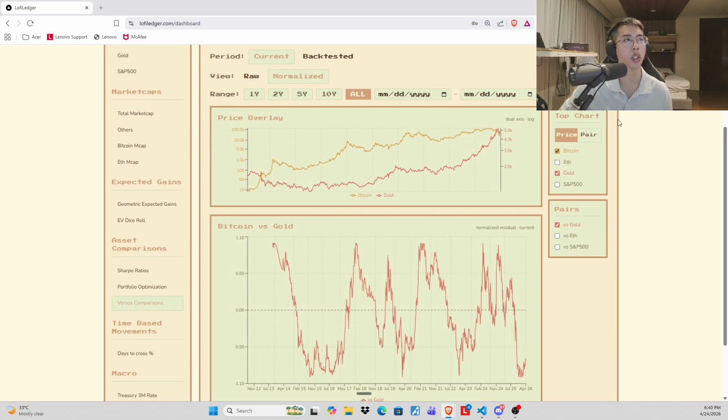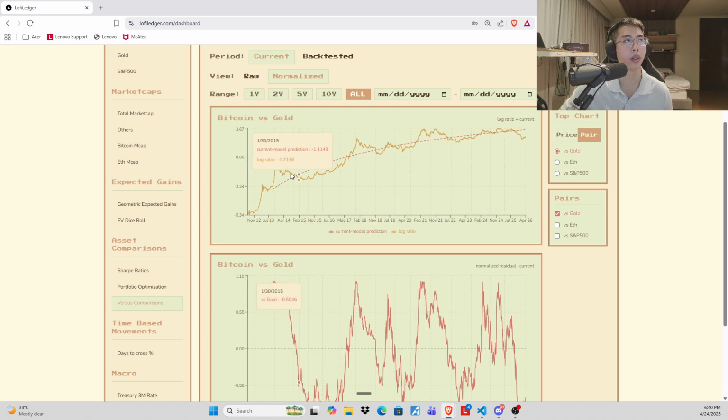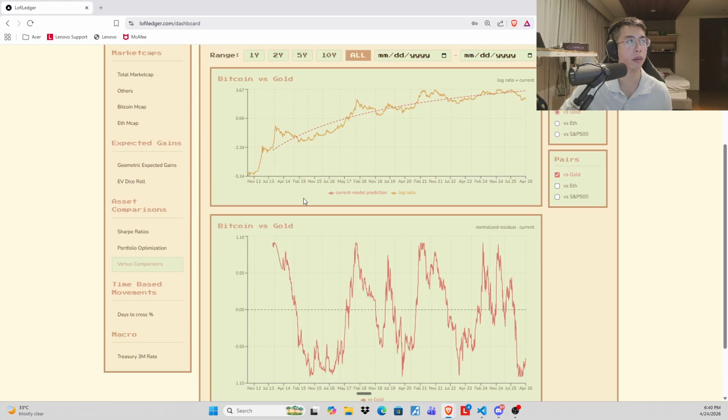What we can do is change this top chart to the pair. So now this is the gold versus Bitcoin pair that we saw a while ago, right? If this is going up, Bitcoin is gaining money against gold, and if it's going down, it's losing money against gold. What we can see in this bottom chart is basically the same as the top chart, except we turned it into a normalized indicator, right?